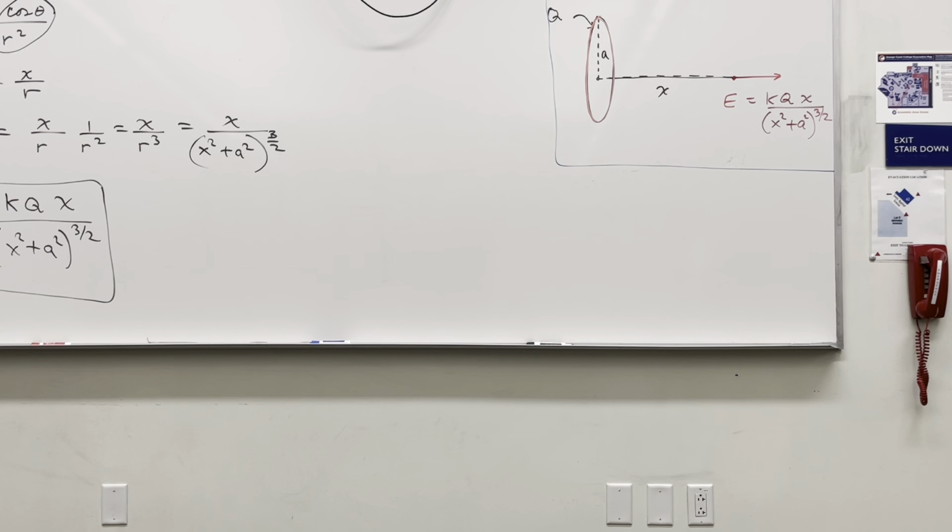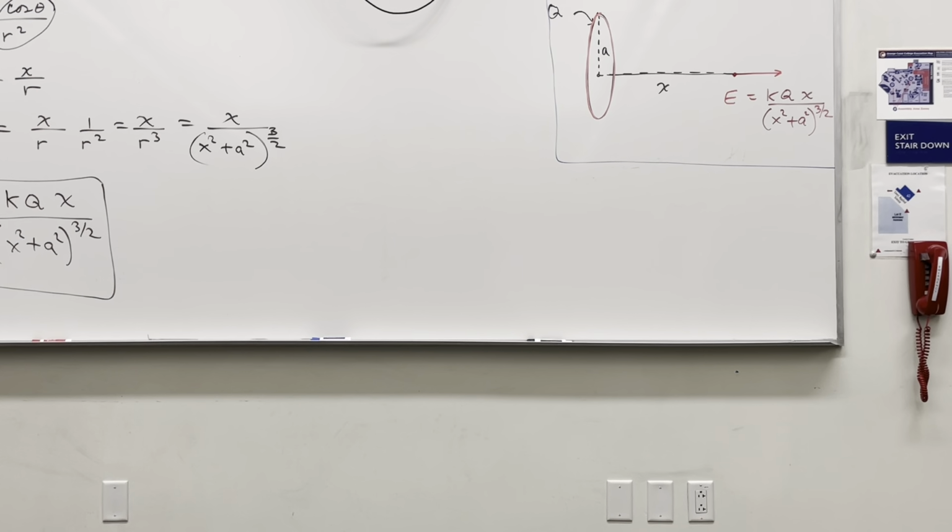So this is the result for the ring. Now the disk is a little bit more complicated. But I can think of the disk as being built up by rings. A whole bunch of rings will make the disk, right? So that's what I'm going to do.